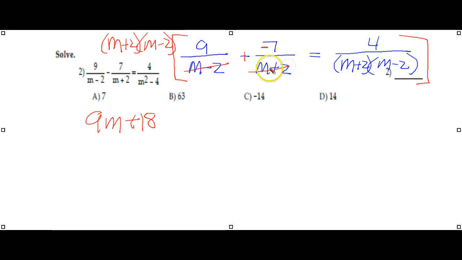Now we're going to take out this term. So what's left here is this. So m times a negative 7 is a negative 7m. A negative times a negative makes us a positive 14. And now this cancels completely, so all we're left with is a 4. So a much easier equation, and this is the work you need to show.